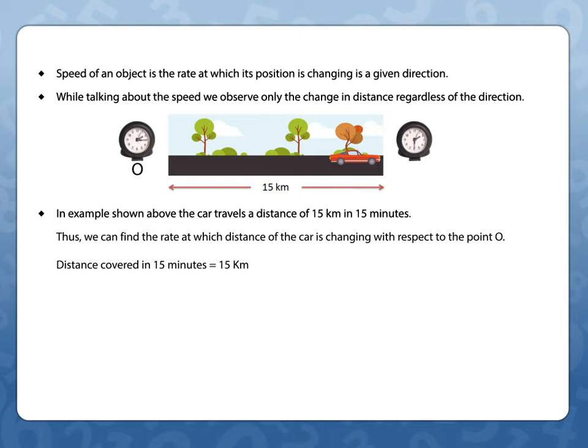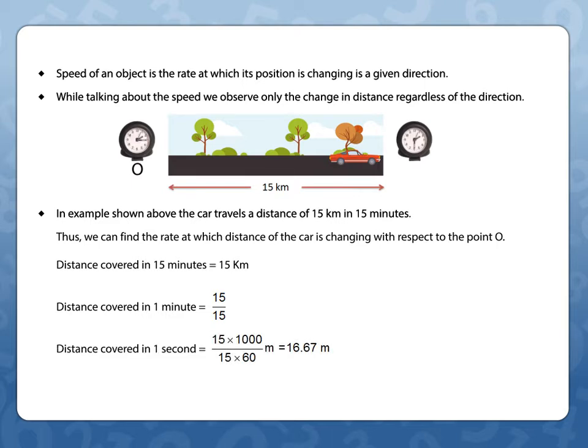Distance covered in 15 minutes is equal to 15 kilometers. Distance covered in 1 minute is equal to 15 by 15. Distance covered in 1 second is equal to 15 into 1000 divided by 15 into 60 meters, that is equal to 16.67 meters. Thus, the car is moving with a speed of 16.67 meters per second.